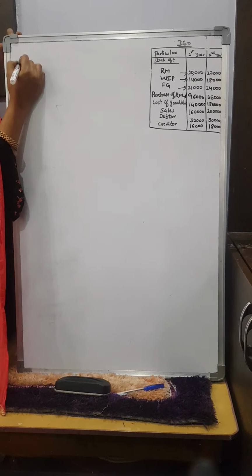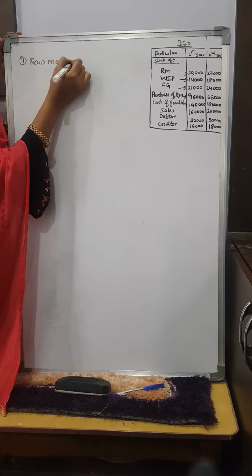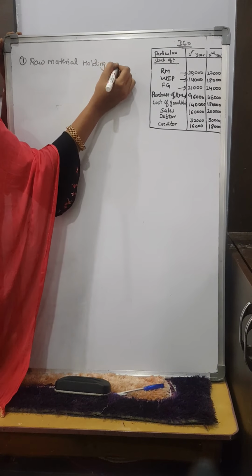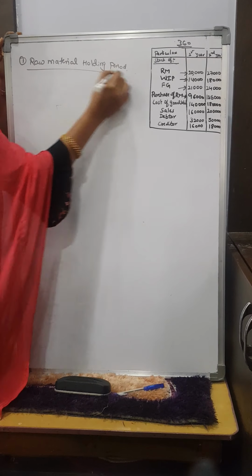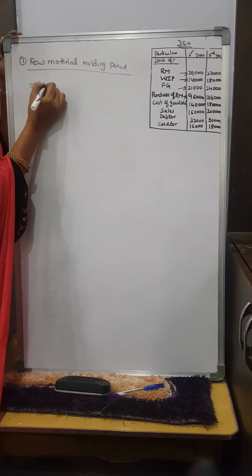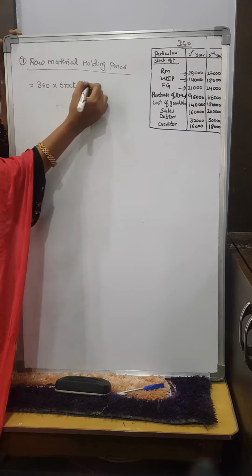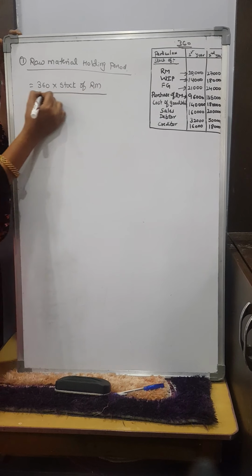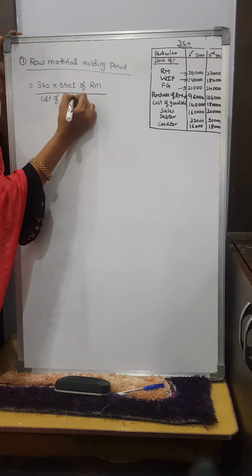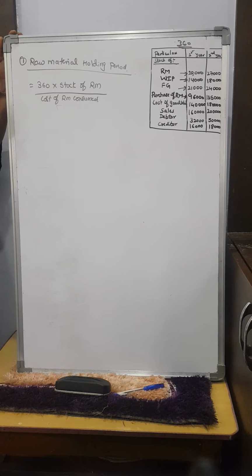First we need to calculate the raw material holding period. What is the formula for this? Raw material holding period equals 360 days into stock of raw material divided by cost of raw material consumed. So this is the first formula.